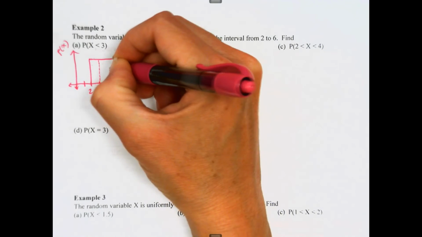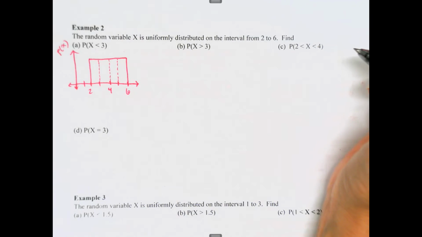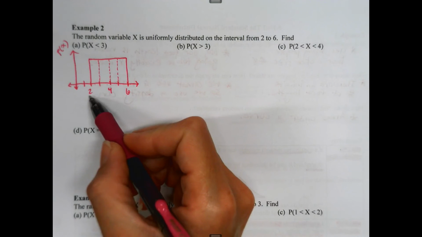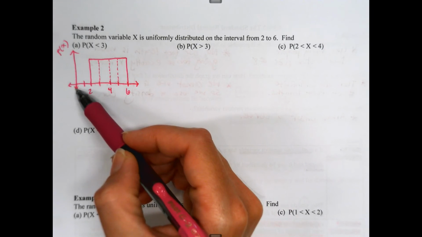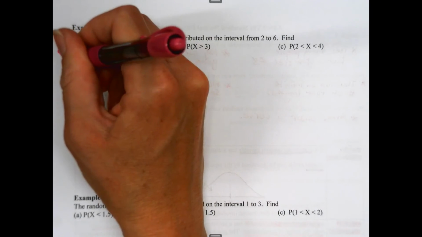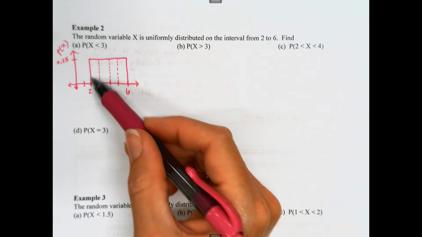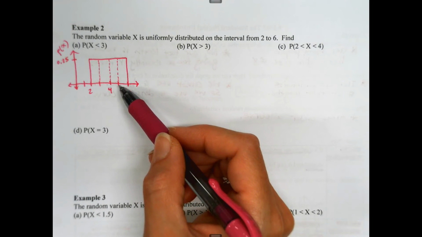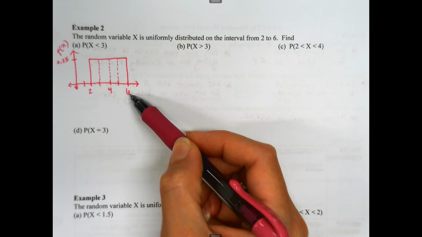If we think about this and we break it up here, there's 4 equal parts to it. The distance from 2 to 6 is 4. And the height then is going to be the probability of each of those happening, which is going to be a fourth or 0.25. Because remember, the area under the curve has to be equal to 1. Therefore, a fourth times a distance of 4 is going to be equivalent to 1.